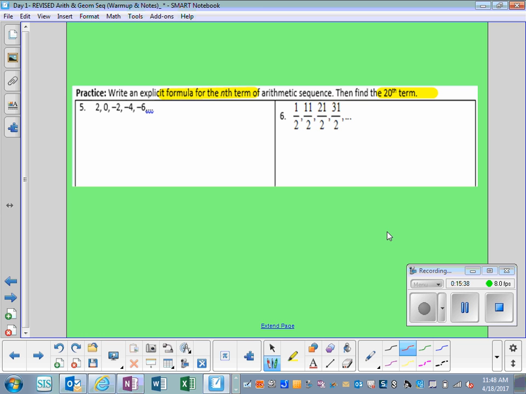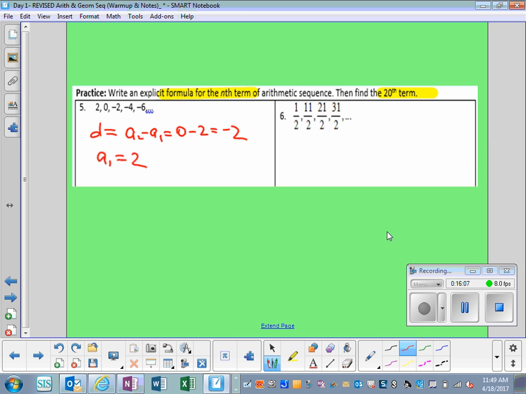So what is my D? It's negative 2. I take any two consecutive terms and find the difference. For example, A2 minus A1 equals 0 minus 2, so negative 2. My D is negative 2, the difference between every two terms. And my A1, the first term, equals 2.